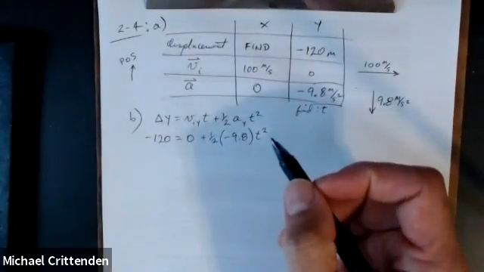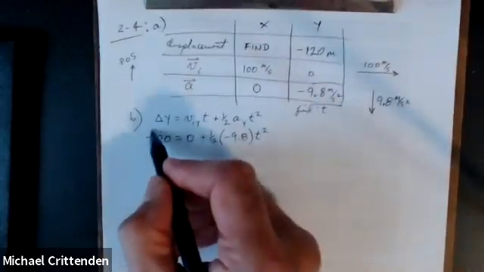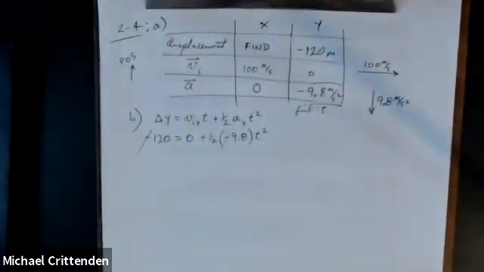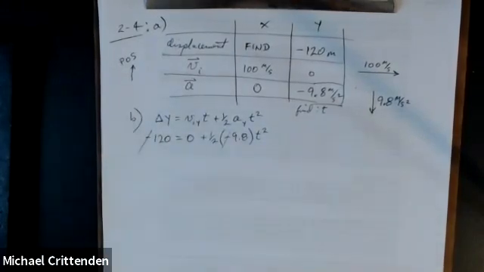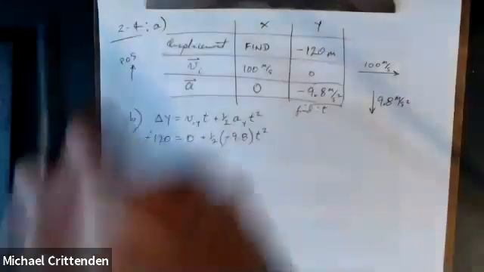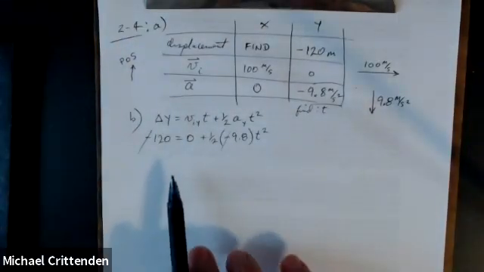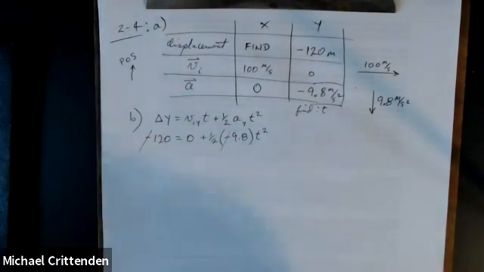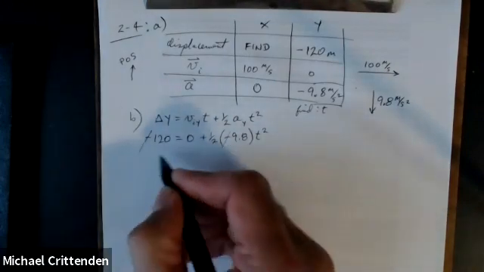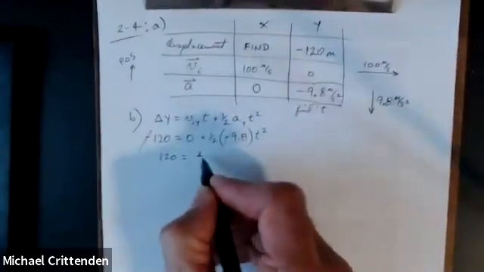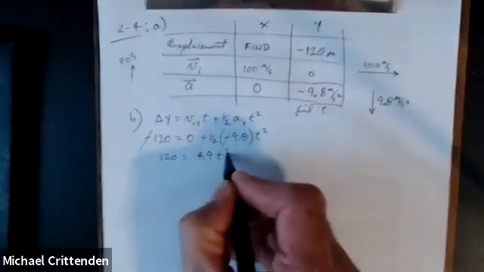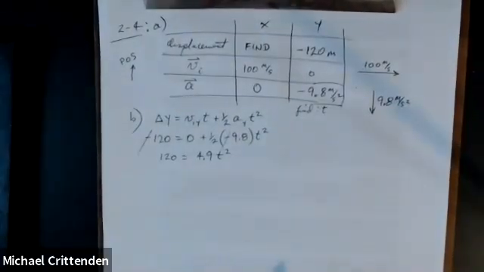And if you multiply through by -1, that minus sign cancels that minus sign. If we had said down was positive, then there wouldn't have been any minus signs in the first place, which is a rather minor advantage to doing it the other way around. But you end up in the same place. The minus signs cancel each other anyhow. So 120 equals 4.9 t squared.